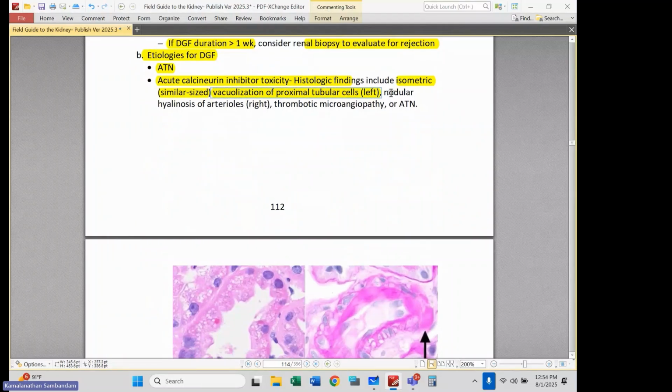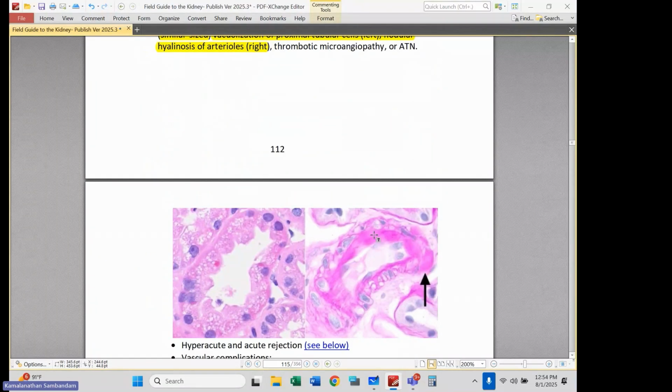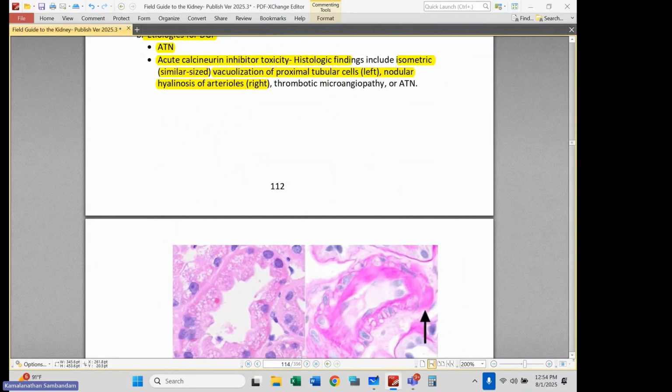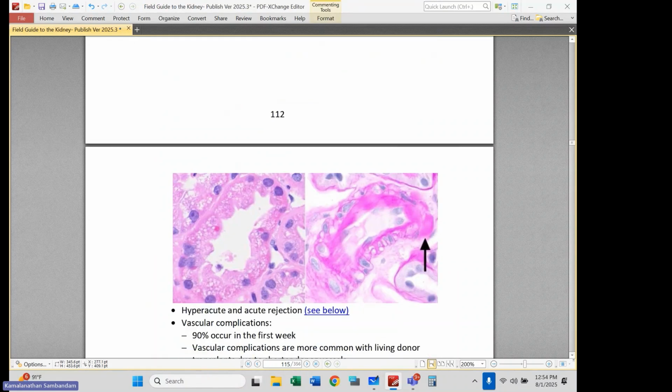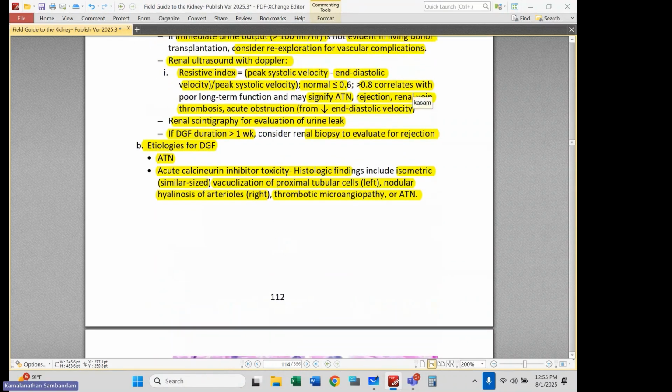And then nodular hyalinosis. Okay, that's this sort of nodular appearance of the intimal and vascular or the media layers of the vessel. And you can have thrombotic microangiopathy or just ATN. Okay.